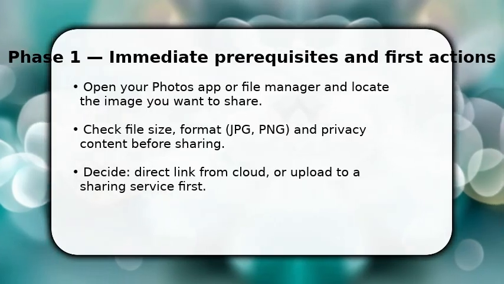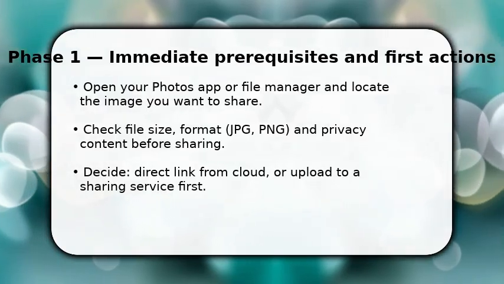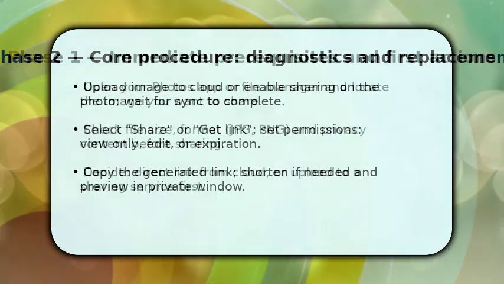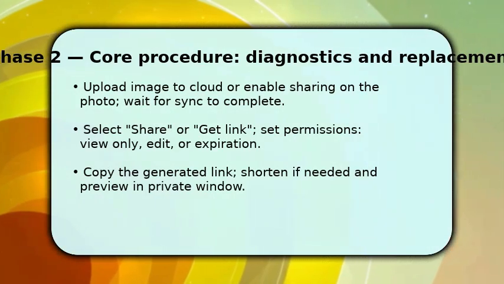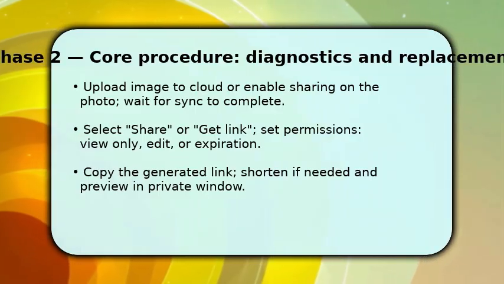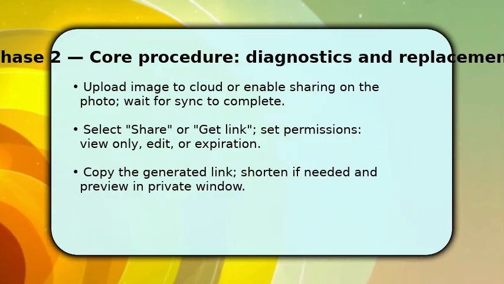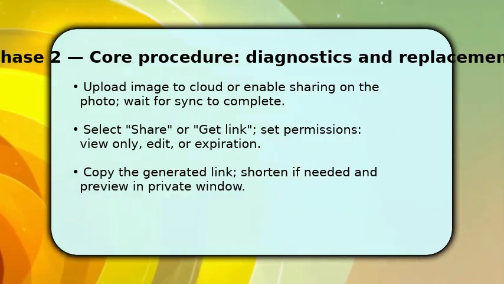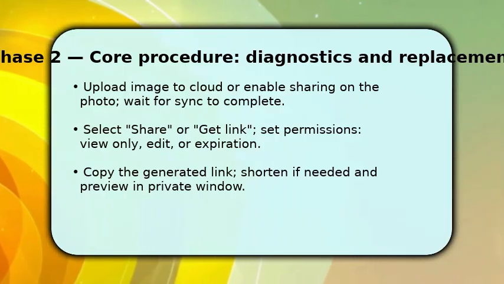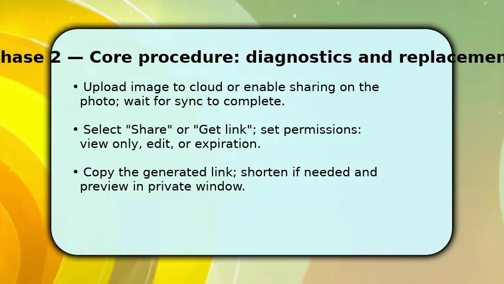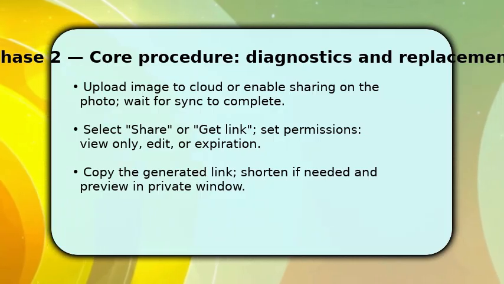You'll act immediately to create an accessible link for others, not just send the file. You now generate the actual link. Upload or locate the synced photo in your cloud or sharing app, then tap Share or Get Link. Make sure to set the permission level, choose View Only to prevent edits, or add an expiration if this is temporary because permissions control access and security.